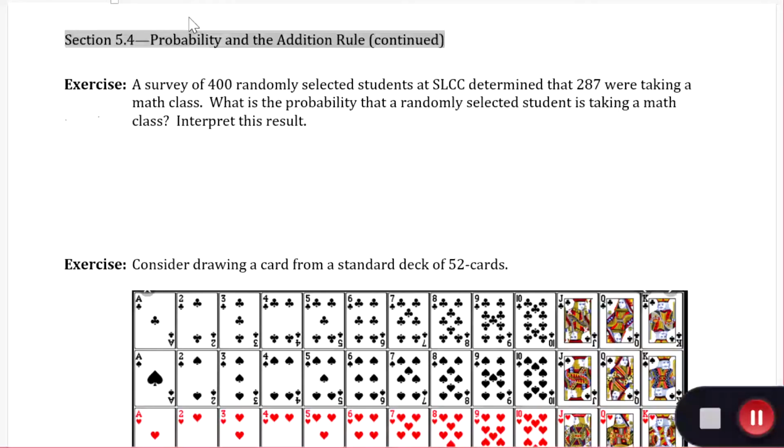Interpret this result. So we have the probability that we're taking a math class. It's going to be the number of math takers over the total that we surveyed. So it's going to be 287 over 400, and that is 0.7175.